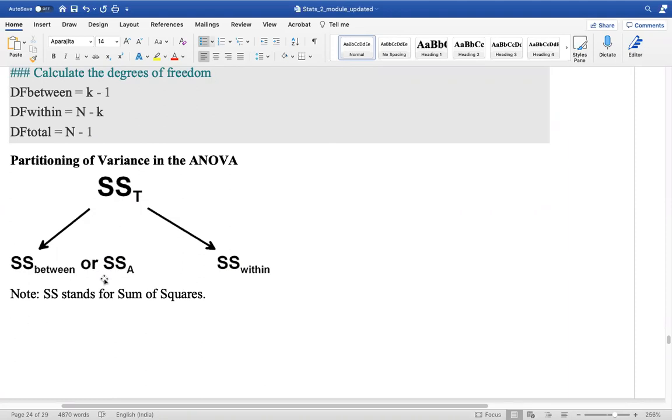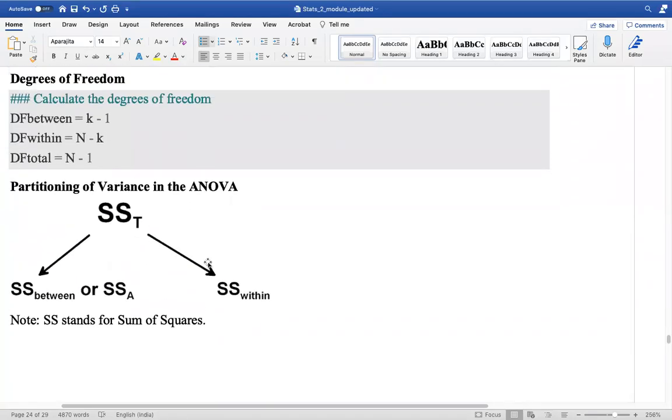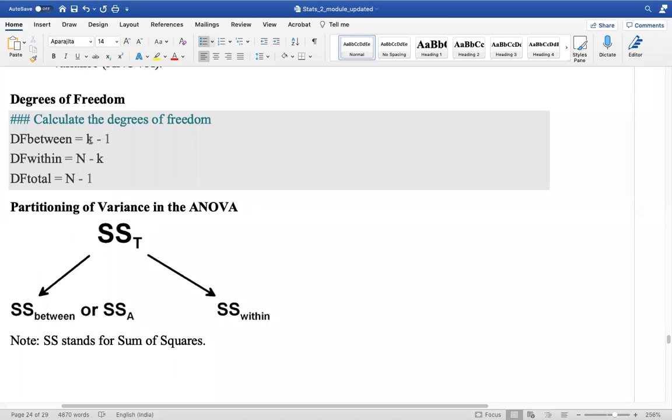This is the partition of variance in ANOVA: SST, and the between and within sums of squares, where SS stands for sum of squares. These are the two things that can help you. For the calculation of degrees of freedom: if you are taking sum of squares between, the degree of freedom is K minus 1. If you are taking within, it is N minus K. If you are taking the total, it is N minus 1. The degrees of freedom we consider depend upon which sum of squares we calculated.